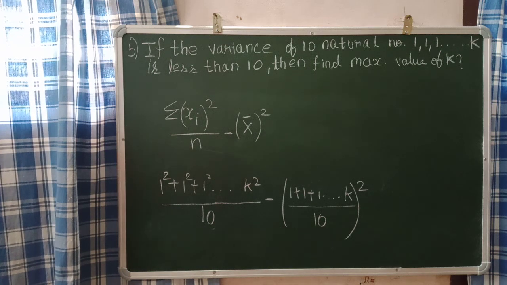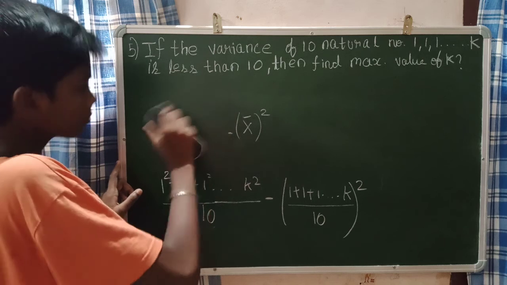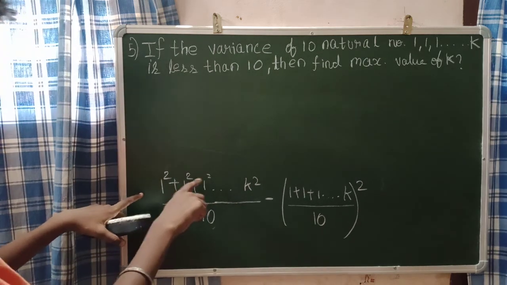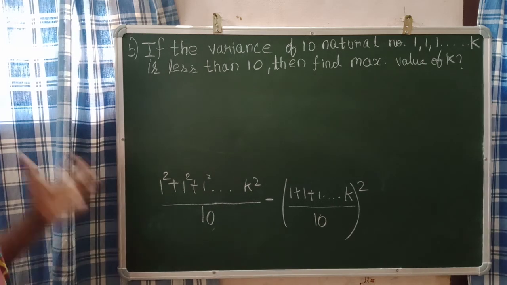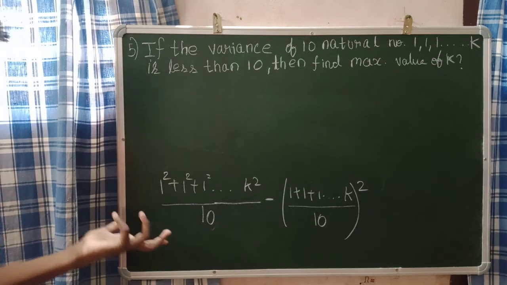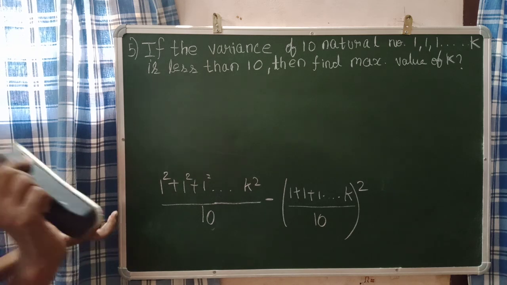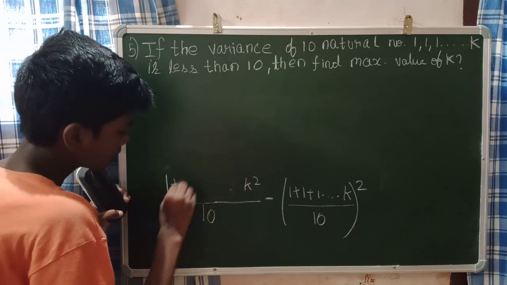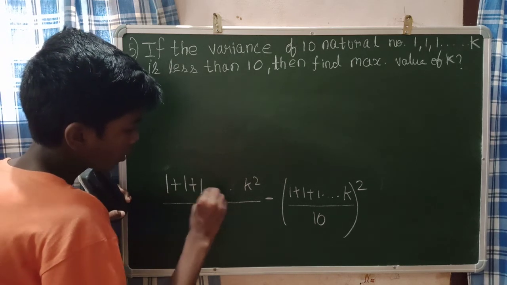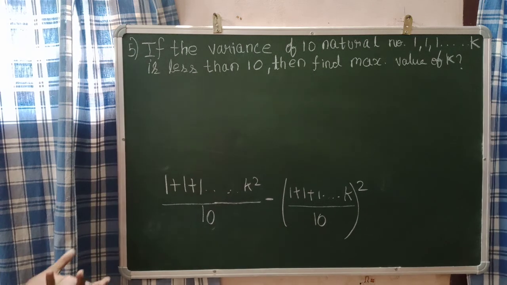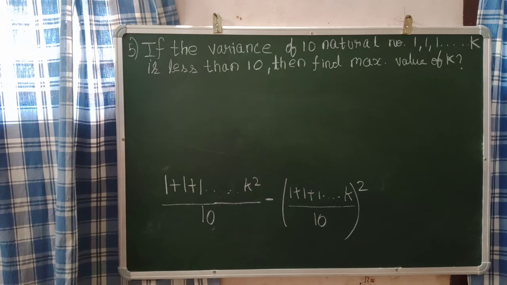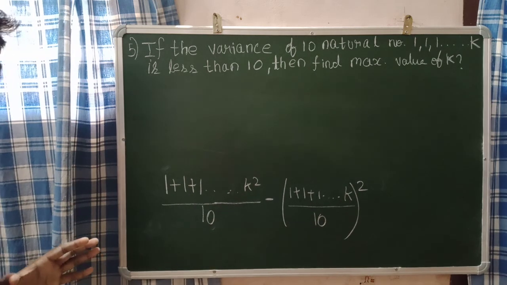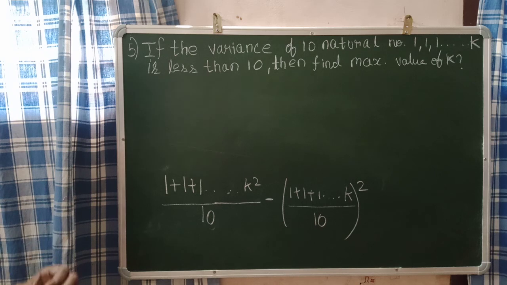Now I will rub this, guys, because we don't need this formula after this. So 1 square plus 1 square plus 1 square all the way up to k square. Here 1 square will be 1, so you don't need to write it as 1 square itself. You can directly write it as 1 plus 1 plus 1 all the way up to k square. If I put it as 1 square, it looks complicated, but when you write it as 1 itself, it looks easy for you.